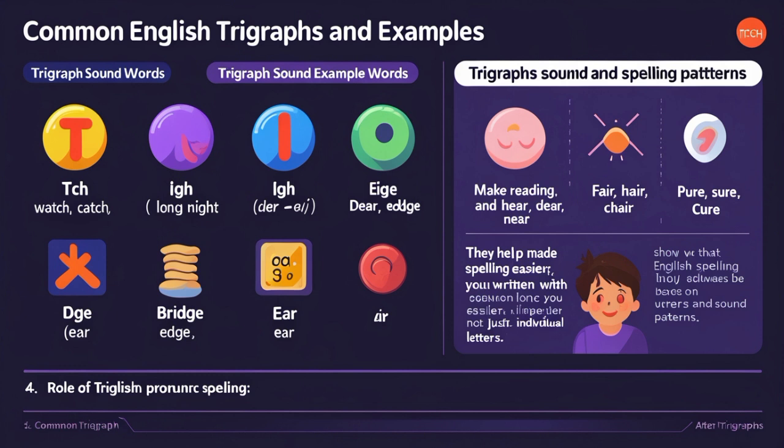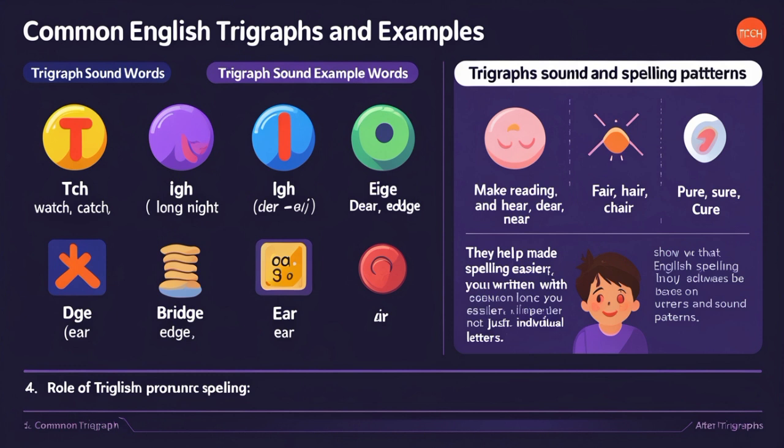Level, example, description. 1. Single letter: S, B, C. Each letter makes its own sound. 2. Digraphs: CH, TH. 2 letters, 1 sound. 3. Trigraphs: TCH, IGH, DGE. 3 letters, 1 sound. Teaching trigraphs helps children decode longer words easily, build spelling confidence, and understand English pronunciation patterns.